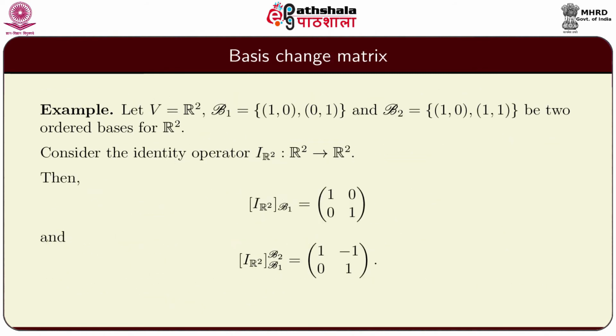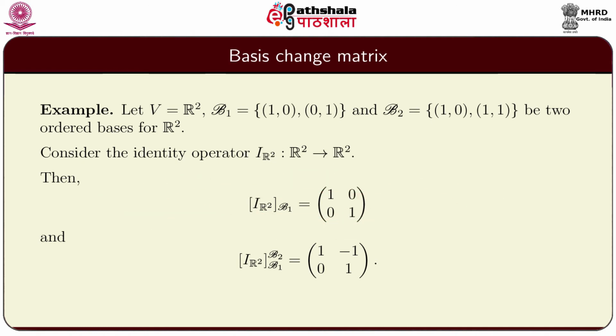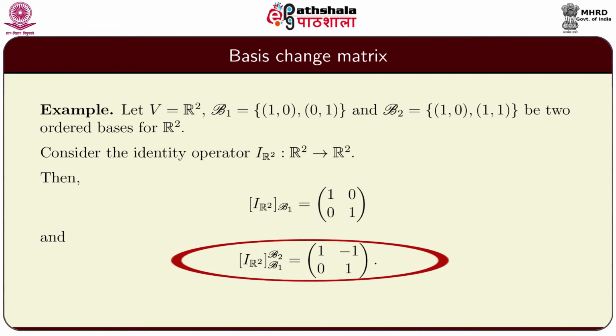We now introduce the concept of basis change matrix. So let us start with this example. Let V denote the vector space R2, and we consider these two ordered bases: B1, which is the standard basis for R2, that is (1, 0), (0, 1), the standard basis vectors, and B2, another ordered basis where the vectors are (1, 0) and (1, 1).